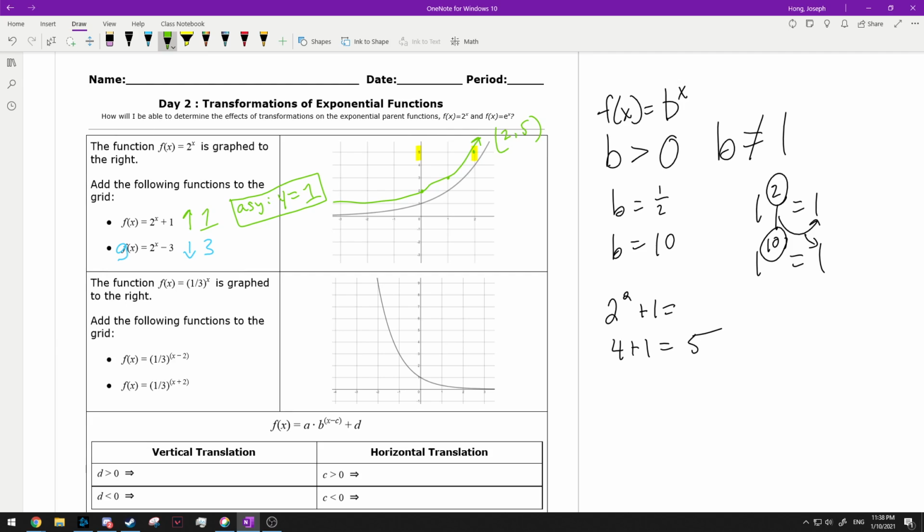So in that same sense, if the operation is outside of the x, or outside of this imaginary parentheses right here, it would be going up or down. So this is down 3. So if it's at 0, 1 for my original, 1, 2, 3. This would be my new y-intercept. And really the graph would look like this.